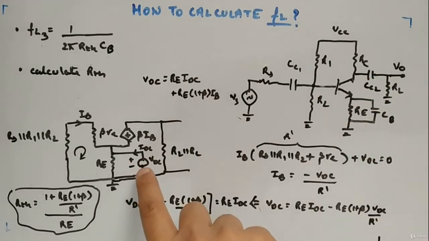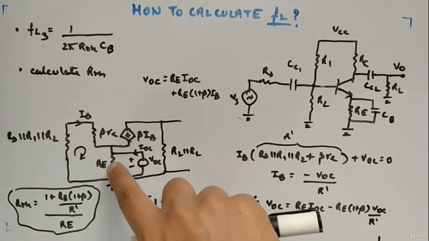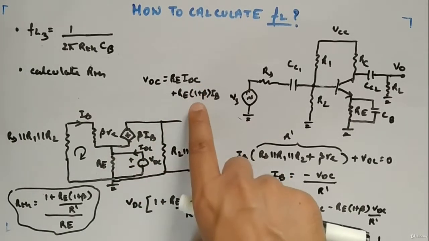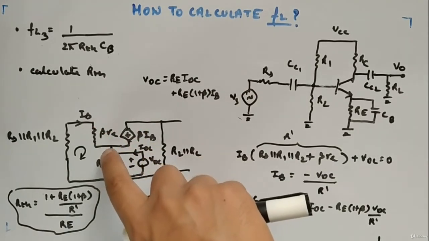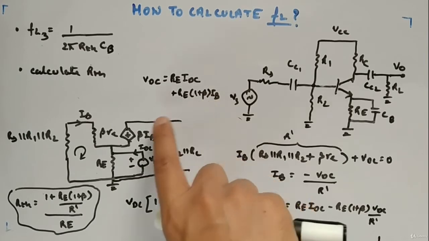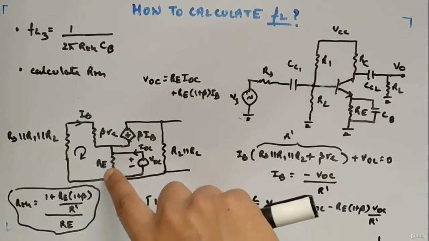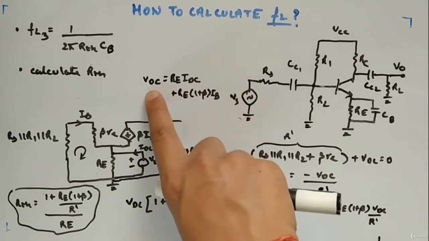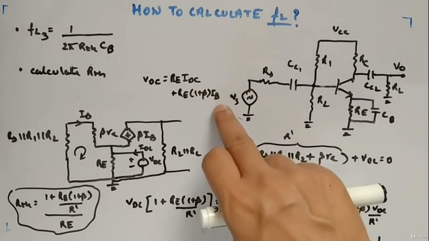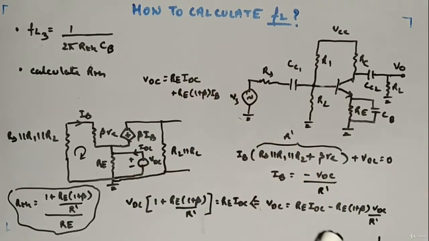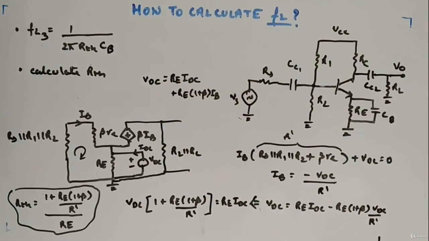So now if you write, VDC will be equal to the drop across this due to IDC, and the drop across this due to (1 plus beta) IB. Beta IB is the current coming from here, IB is the current coming from here. So (1 plus beta) IB into RE will be the drop across this due to these two currents, and due to IDC this will be the drop, RE IDC. So in total that will be VDC. Now if I know the value of IB in terms of IDC or VDC, I will be able to calculate VDC divided by IDC, that is RTH.